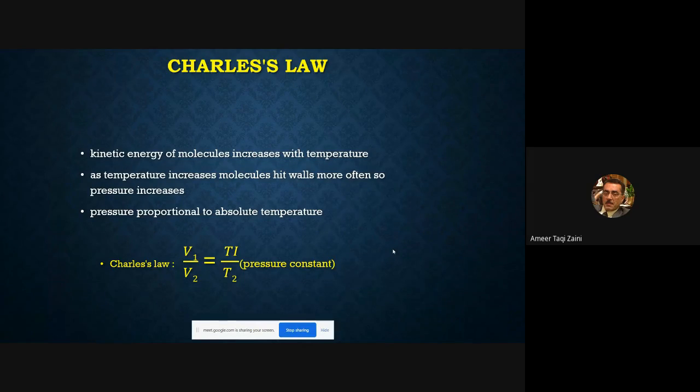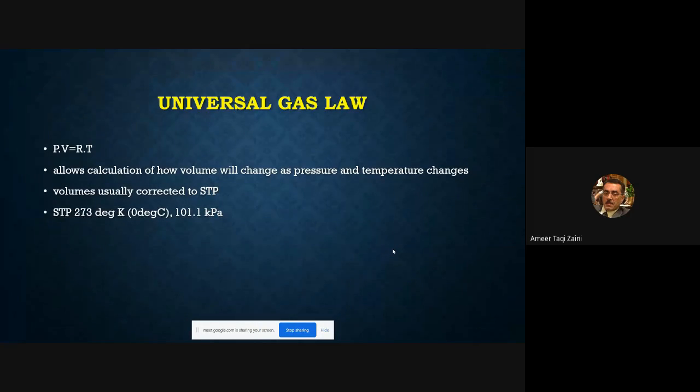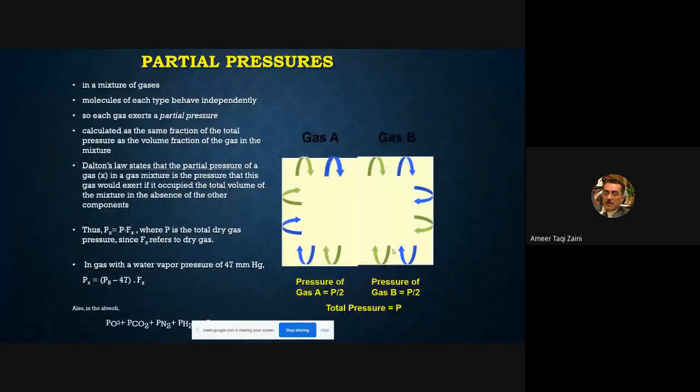If we combine these two laws, Boyle's law and Charles' law, we get the universal gas law. The universal gas law states that the pressure is inversely proportionate to the volume and directly proportionate to the temperature. That is all. These are the universal gas law. Okay.